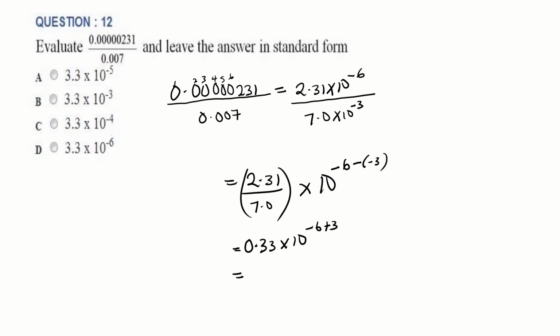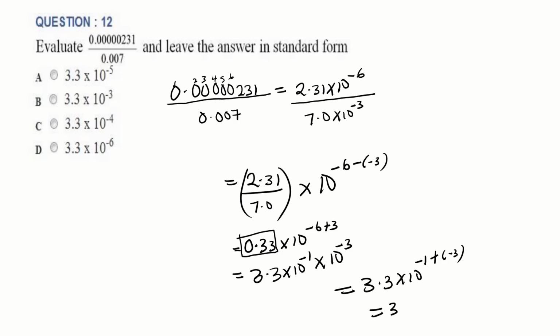So if you look at this part, you can see that this is still not in standard form. So you have to convert 0.33 to standard form. And that is going to be 3.3 times 10 to the power of negative 1, times 10 to the power of what? Negative 3. That is the result of minus 6 plus 3. So our final answer will now be 3.3 times 10 to the power of what? Negative 1. Now this is indices again. If you have multiplication and you have a common base, we simply add the powers. So plus negative 3, and here you have 3.3 times 10 to the power of negative 4. And that is option C.